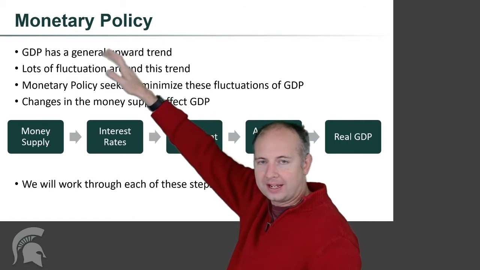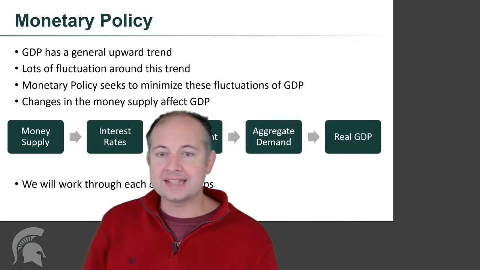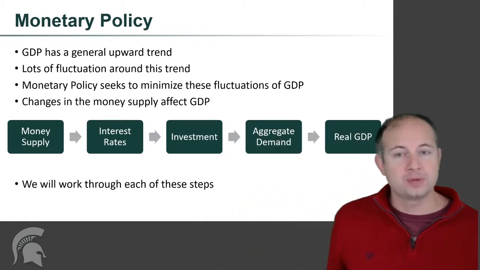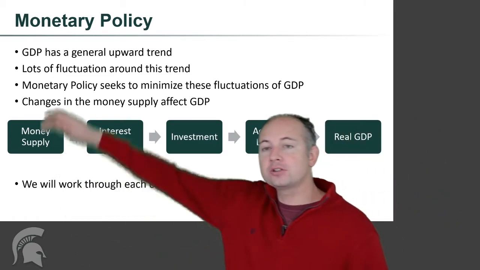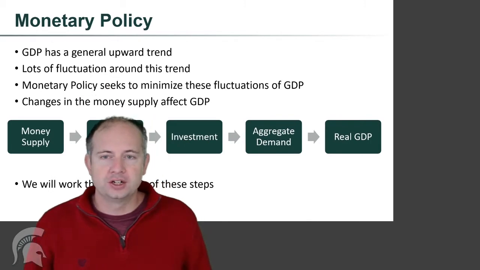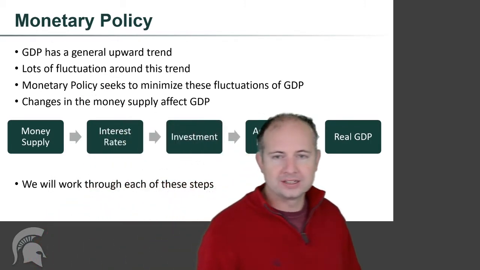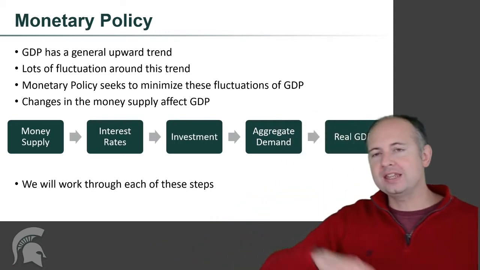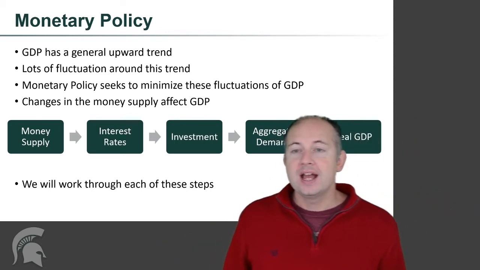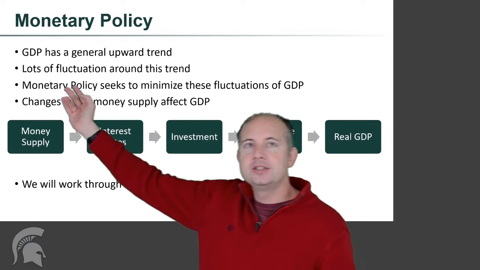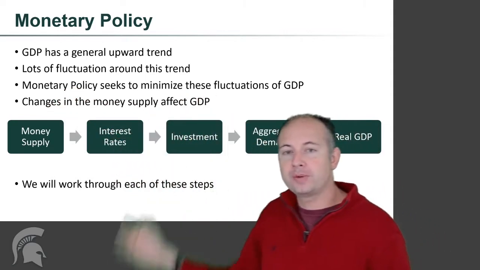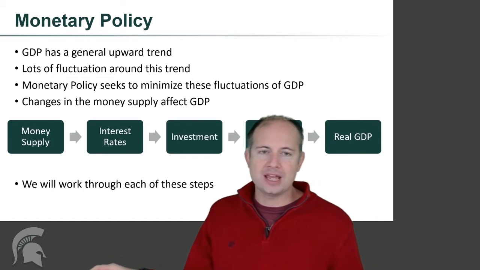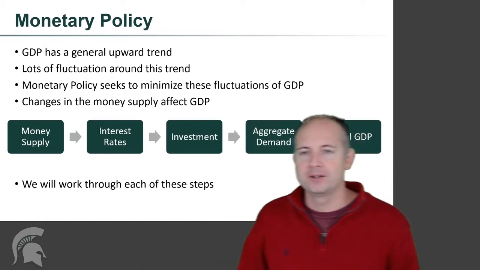So this really goes all the way back to when we first started after the first midterm, learning what macroeconomics is. We said that GDP has a general upward trend. So over the last couple hundred years we have seen growth. But there's also lots of fluctuation around this trend. There's some noise there, in the sense that we'll have big increases in GDP, then we'll have decreases in GDP. And monetary policy seeks to minimize these fluctuations of GDP. So the Fed is out there trying to keep the economy on this steady path upward.